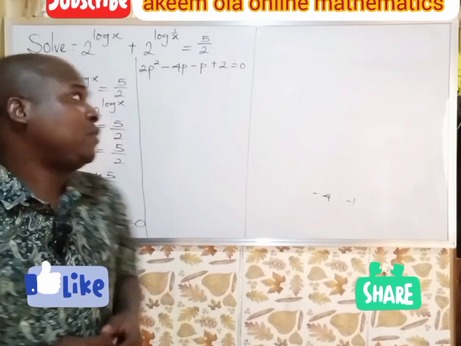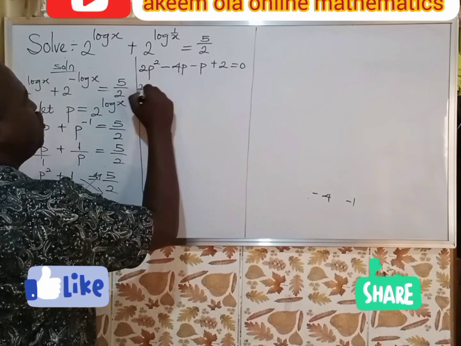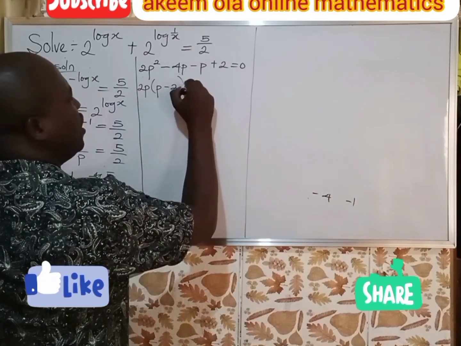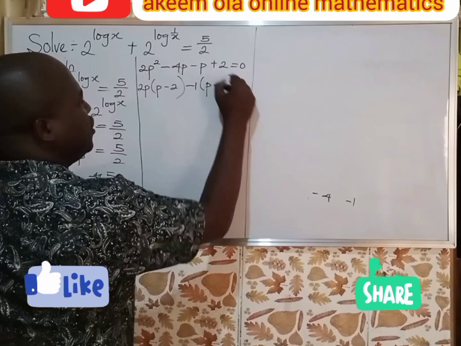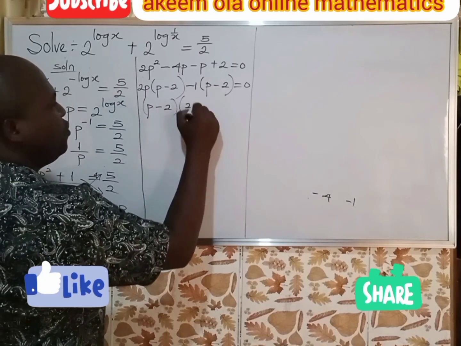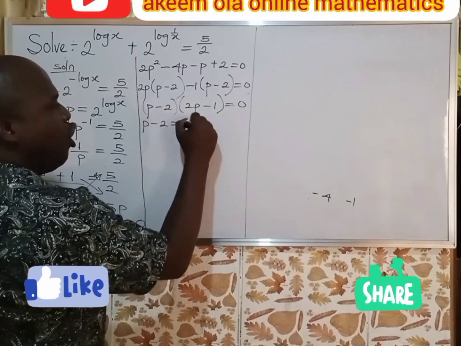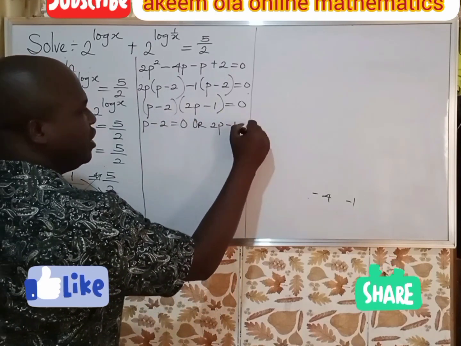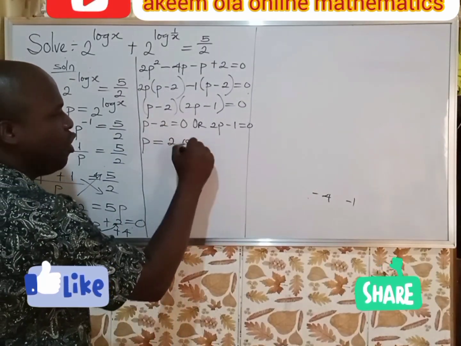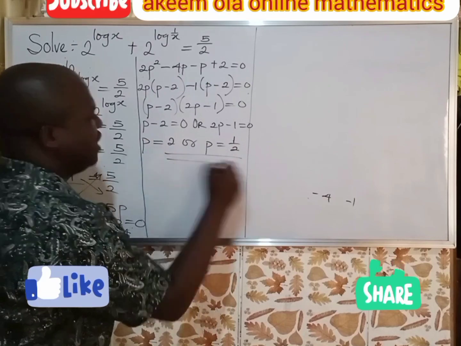Then I can now pair the two of them together, the first two and the last two. If I pair the first two, what is common is 2p, so I have 2p into p minus 2. Then for the last two, what is common is minus 1 into p minus 2 is equal to 0. So that will give us p minus 2 into 2p minus 1 is equal to 0. So p minus 2 is equal to 0, or 2p minus 1 is equal to 0. So I can now get the value of p. p is equal to 2, or p is equal to 1 all over 2, as the case may be.